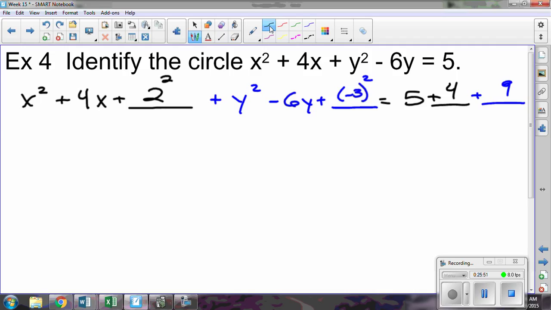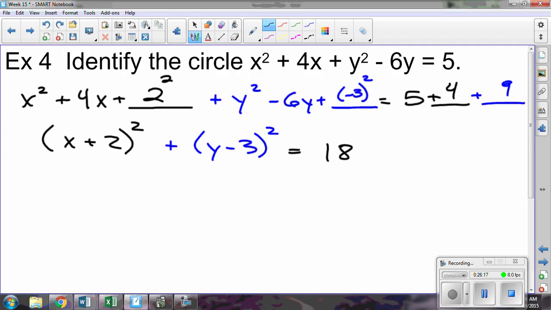And completing the square in this way allows us to rewrite this so that it looks like (x + 2) quantity squared and (y - 3) quantity squared. And then on the right, 5 + 4 + 9 is 18. Thus, now that it's in standard form, we can immediately identify the center: -2, +3.